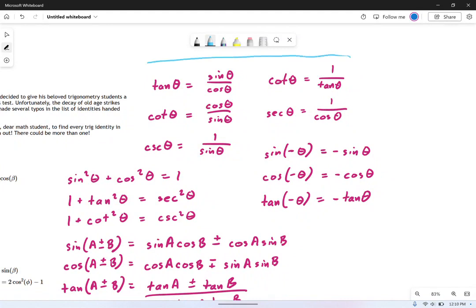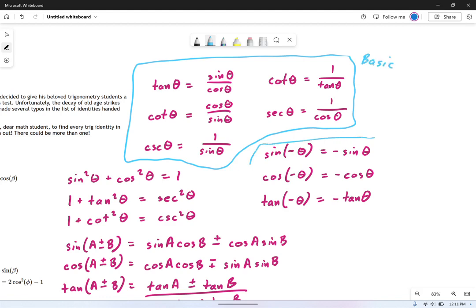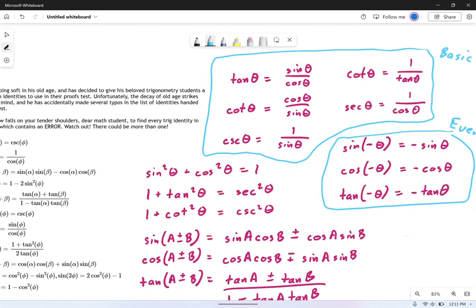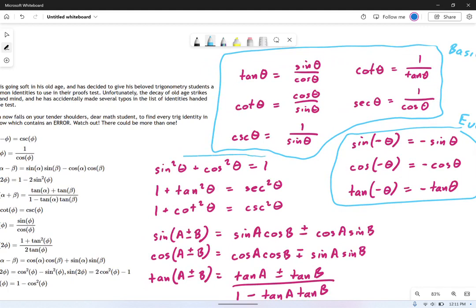But what we have here are, these are called the basic trig identities because they're the ones we learn first. Then you have some that are called even-odd identities, and they come in handy whenever the argument flips its sign from positive to negative. And then you have what I think are some of the most useful identities right here. These are called the Pythagorean identities.